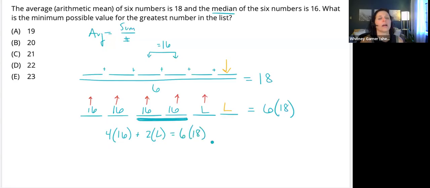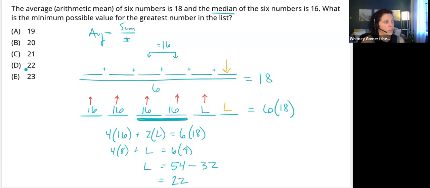Now, before I do anything, I'm going to cut all these numbers in half to make my life easier. 4 times 8, L equals 6 times 9. And then 6 times 9 is 54 minus 8 times 4, 24, right? 32, excuse me. So I could conceivably make this number 22. So I know my answer can't be A, B, or C, right? So I definitely could get to 22.